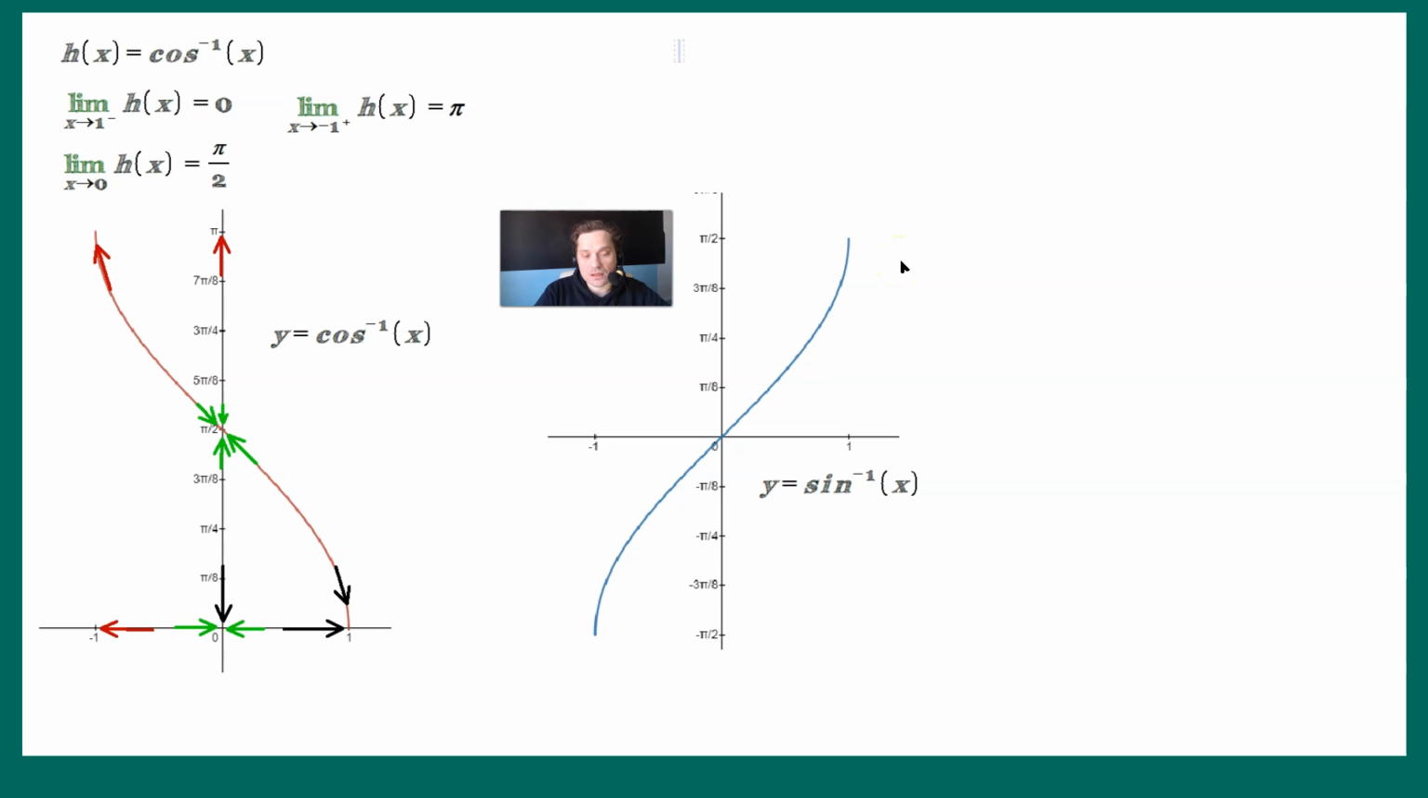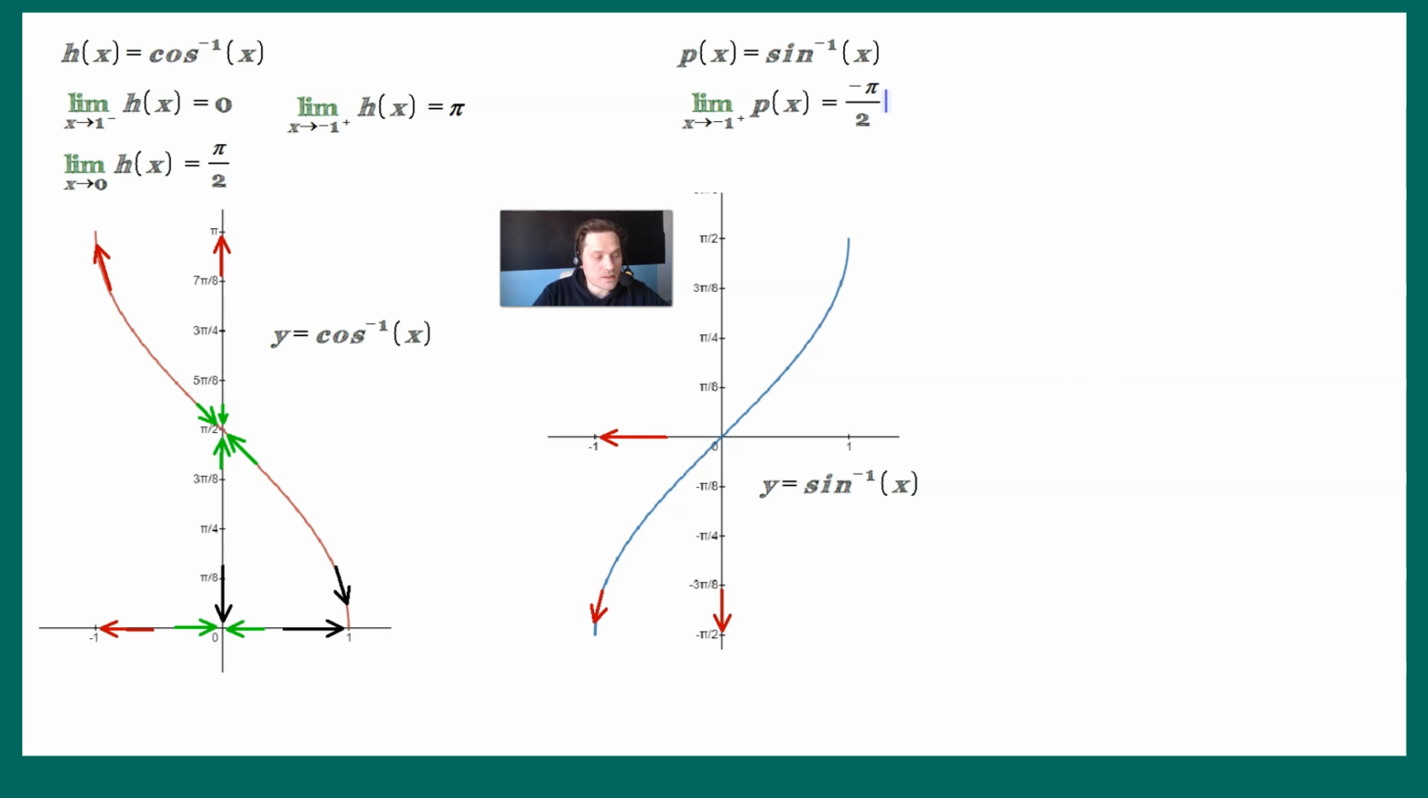This last graph is the sine inverse function graph, so I'm going to write the following here. Say p of x is equal to sine inverse of x. When x approaches negative 1 from the right side, the points move down this way, which means that the corresponding y coordinates are moving down towards negative pi over 2. So I can say the limit as x approaches negative 1 from the right side of p of x is just equal to negative pi over 2.